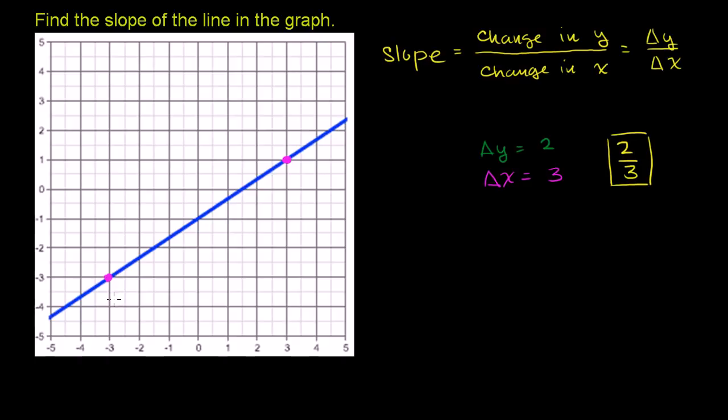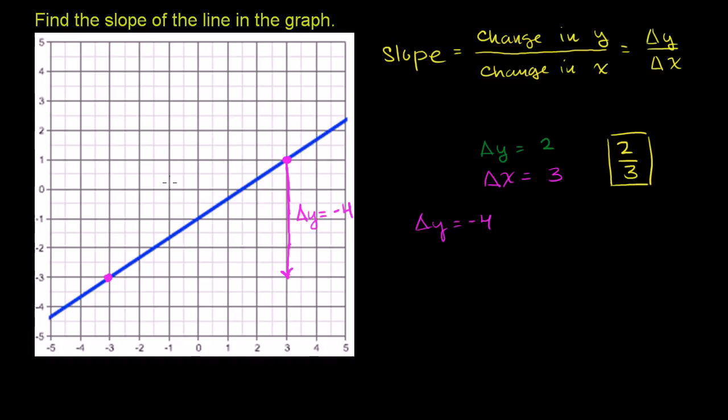So think about the change in y first. So the change in y, I am going down by how many units? 1, 2, 3, 4 units. So my change in y in this example is -4. I went from 1 to -3. That's -4. That's my change in y. Change in y is equal to -4.